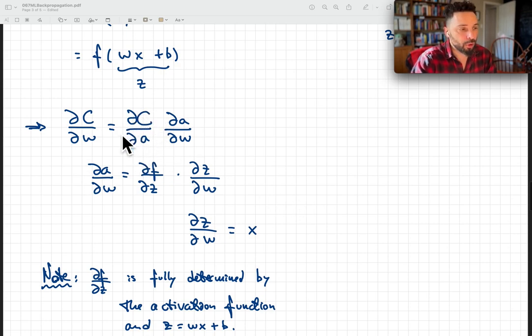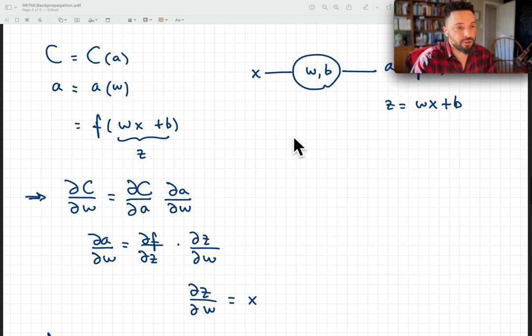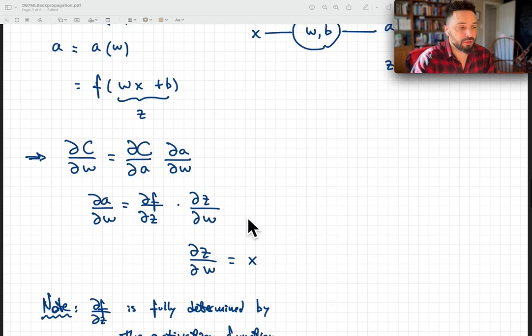And so once again we get dC/da da/dw, and so dC/da df/dz dz/dw, and finally we get x here. And so you see, this is independent. We will always have this because it depends only on the form of the cost function, and how it depends on the output layer. But then here is where we are going to be working a little bit more. And so here df/dz is fully determined by the activation function, and it will be evaluated at z equals wx plus b.